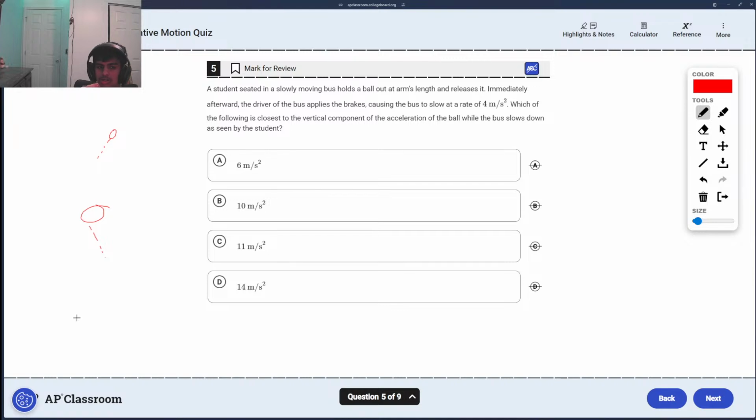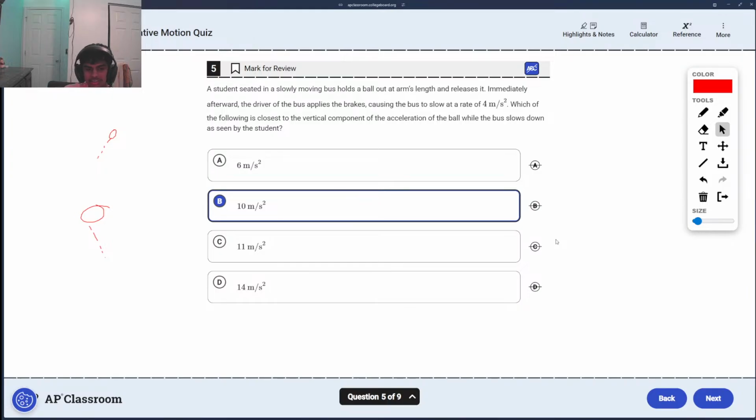So relative to the ball, they're moving at zero. When the bus slows down, does the ball slow down? No, the ball becomes quicker, right? Oh, okay. This is a trick question. How is it 10? Because the vertical component of the acceleration is the same. The bus slowing down doesn't affect the vertical acceleration; it affects the horizontal.